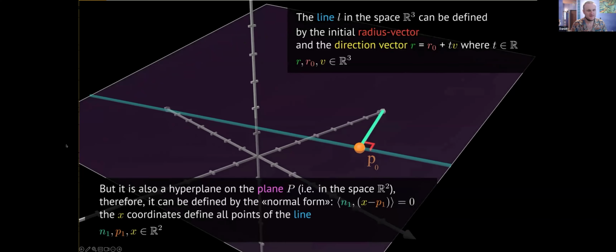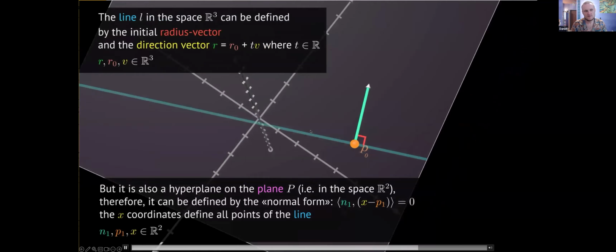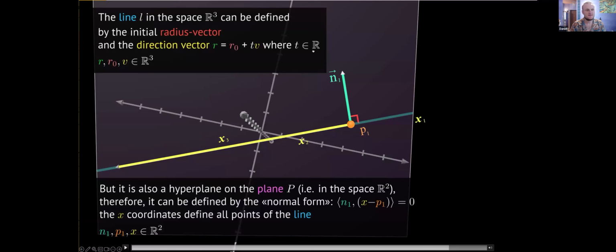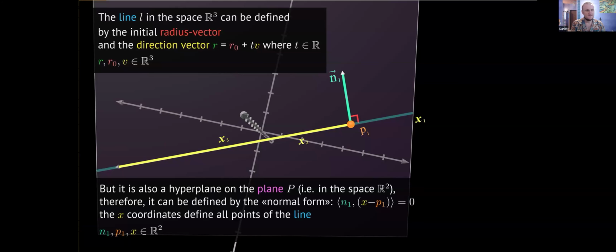Now we consider a plane itself. We have a point through which our line passes, and we draw a normal vector, and all the vectors that lie on this line are orthogonal to our normal vector. By the way, I have to say that sometimes some authors require the normal vector to be of unit length, but not all of them do that.